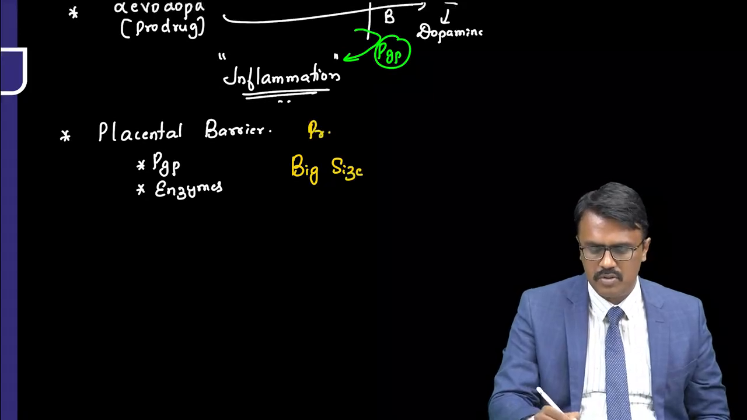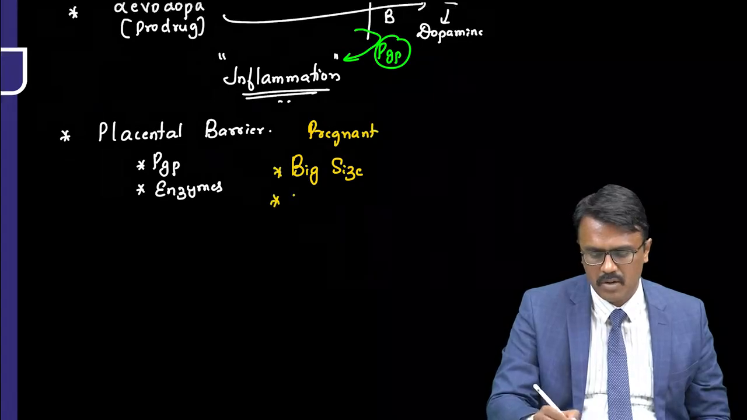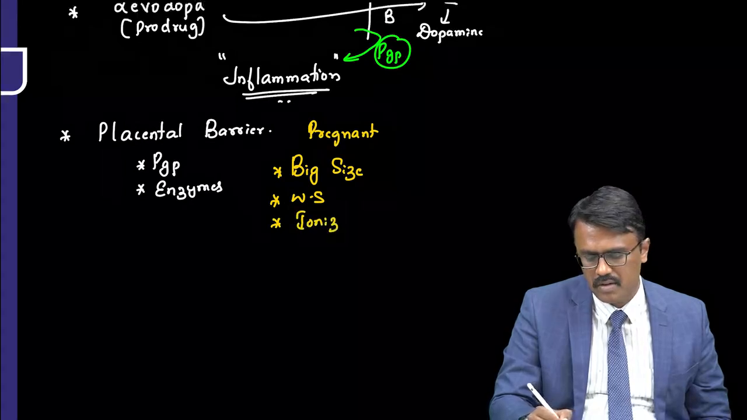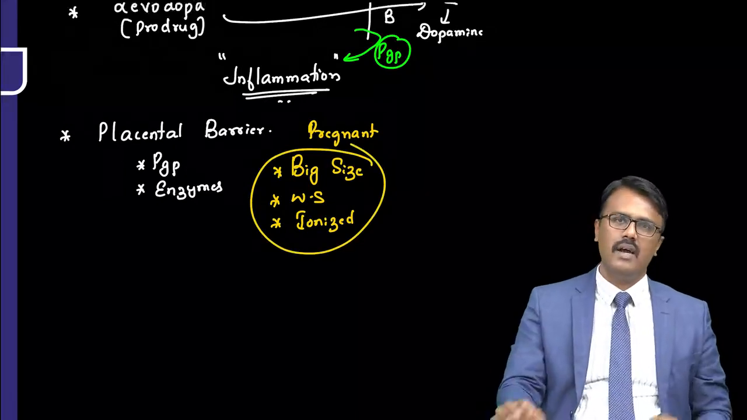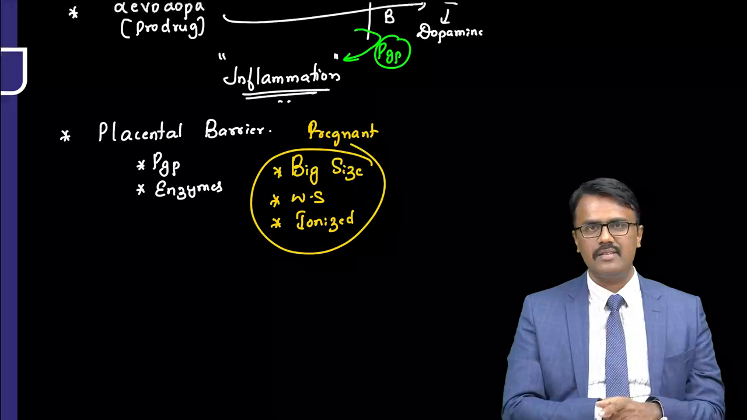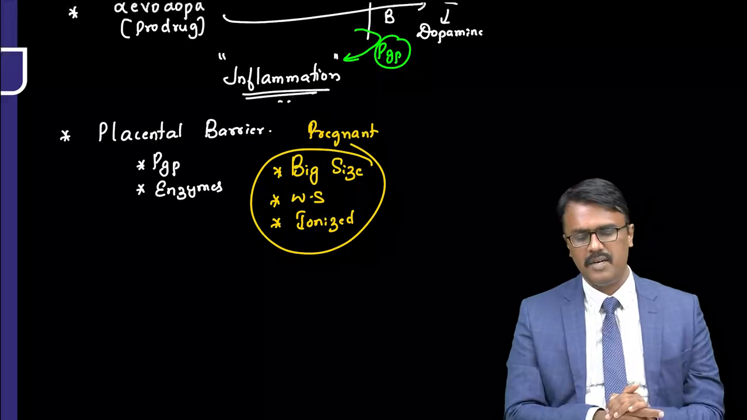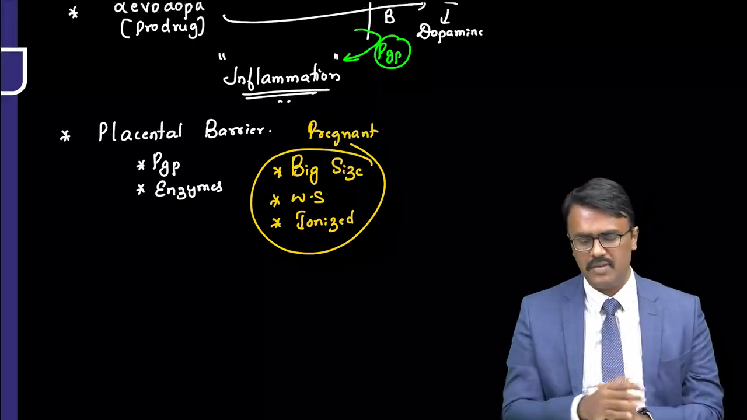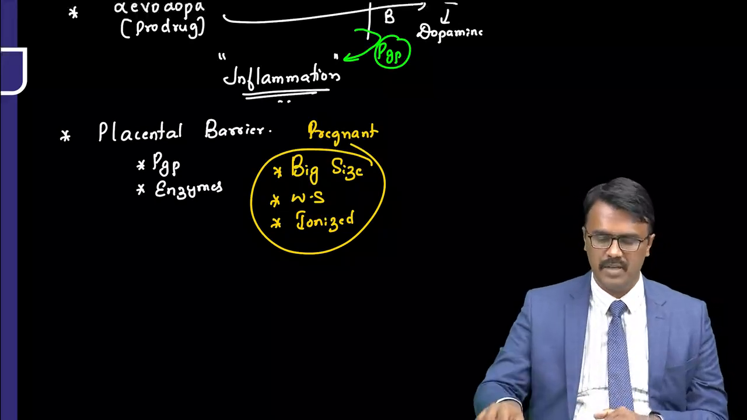For a pregnant woman, if you want to choose a drug, what is the property? It should be big in size, water soluble, and ionized. These are the properties ideally we look for, but we don't get ideal drugs. So if you become a scientist and want to design a drug for pregnant women so that the fetus does not get affected, design a drug which is big in size, water soluble, ionized.